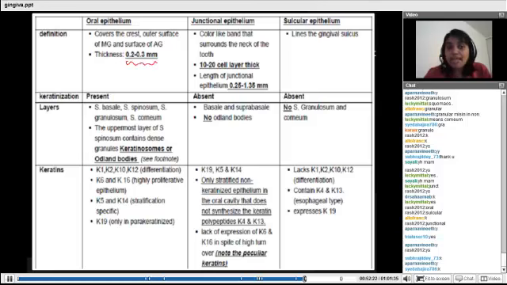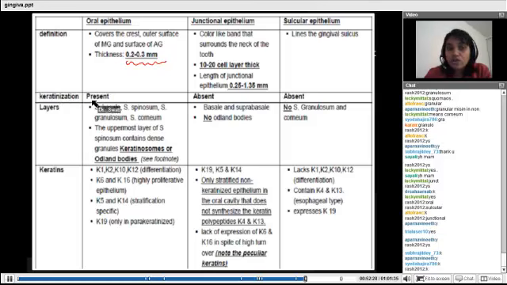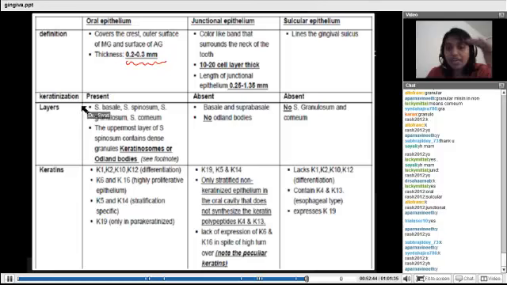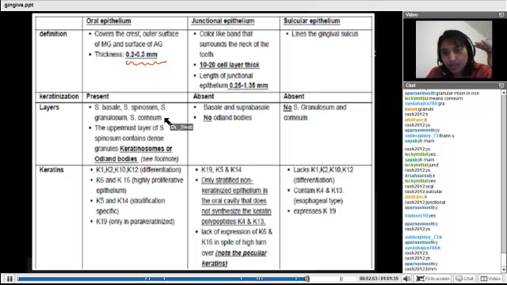The uppermost layer of the spinosum will contain keratinosomes or odland bodies. Now we'll be talking about these odland bodies. These odland bodies are present only in the oral epithelium, the keratinized epithelium, and they are present in the upper part of the spinous layer. So we had our basal layer, then the spinous layer, and before the granular layer, in the upper part of the spinous layer, we have the keratinosomes or the odland bodies.